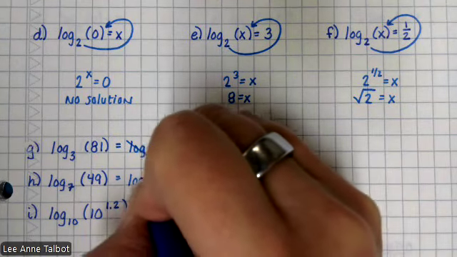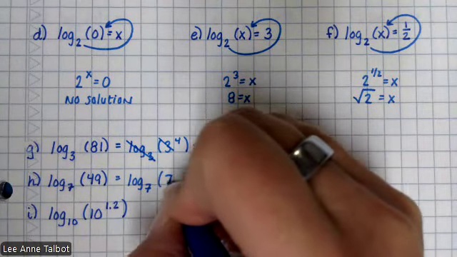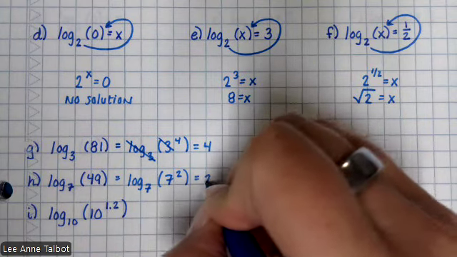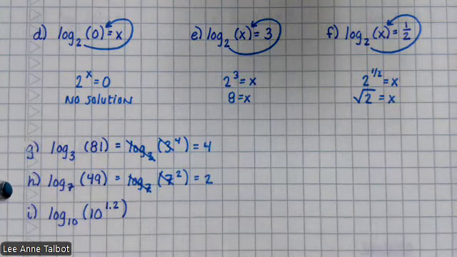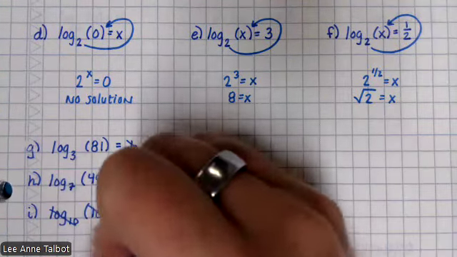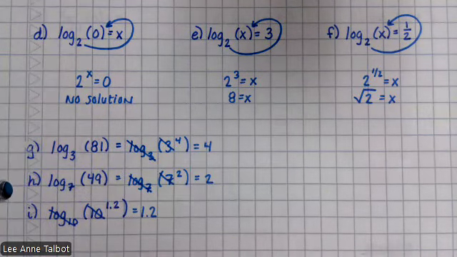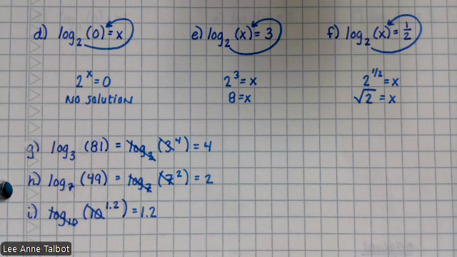Log base 7 of 7 squared is 2. And then look at I. Bam, bam. So remember, log base and base to the exponent undo each other, so you can cancel them out.